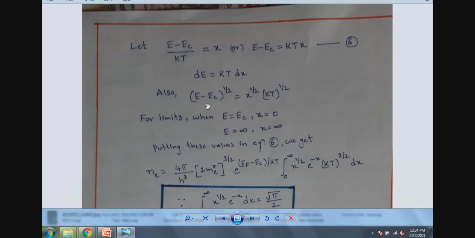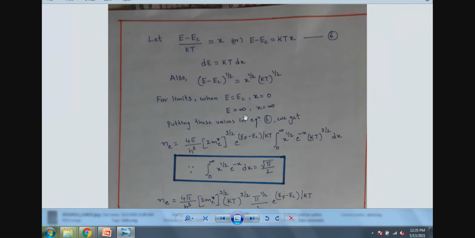Okay. So what happens here when you apply root here? E minus EC to the power of 1 by 2 is equal to X to the power of 1 by 2 into KT to the power of 1 by 2, for equation 6. For equation 6, just you take the square root on both sides, isn't it? So for limits, when E is equal to EC, then X is equal to 0. Similarly, when E is equal to infinity, X is equal to infinity. Right. So putting these values in equation 5, sorry, this is in equation 5.